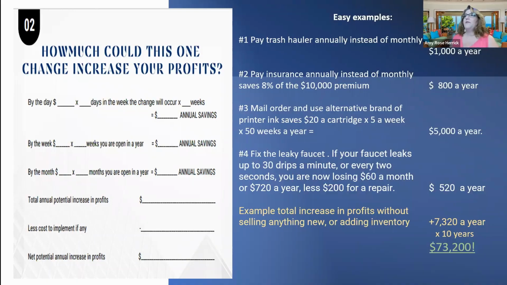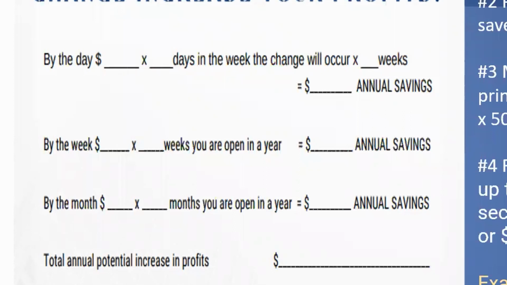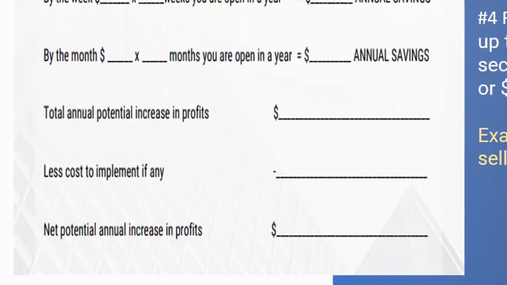Now, in this case, I have a by the day. How much of a change would it make, even if it was $1 a day? What about by the week or by the month? And I'm going to give you a couple of very easy ones that could make a huge difference. What if you paid your trash hauler annually instead of monthly? A lot of those types of services may give you 1 or 2 months free if you pay in advance. So let's say that would save $1,000 a year.